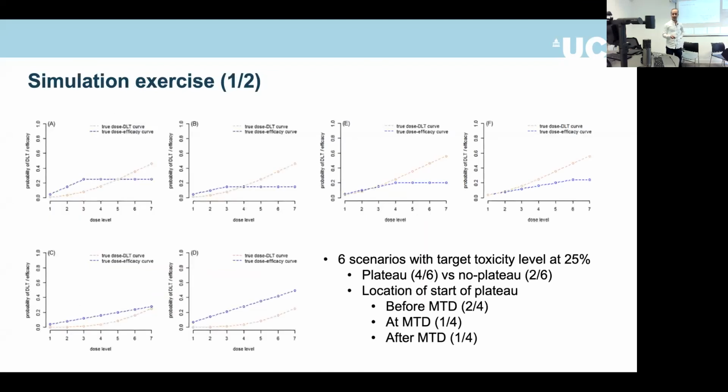Now, to check whether this strategy is working in practice, I used a simulation exercise with 6 different scenarios. So we've got the same target toxicity level at 25% in each scenario. We've got a plateau in 4 and no plateau in 2 of the 6 scenarios. We've got the location of the plateau before the MTD in 2 of the 4 scenarios that have a plateau, at the MTD in 1, and after the MTD in 1 of the scenarios.